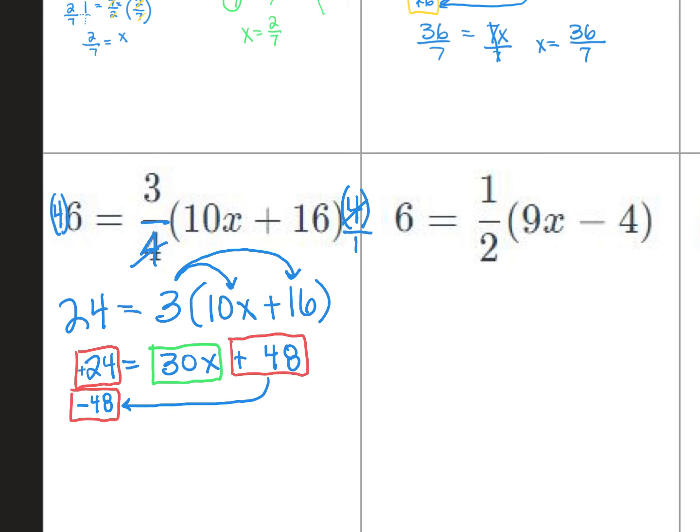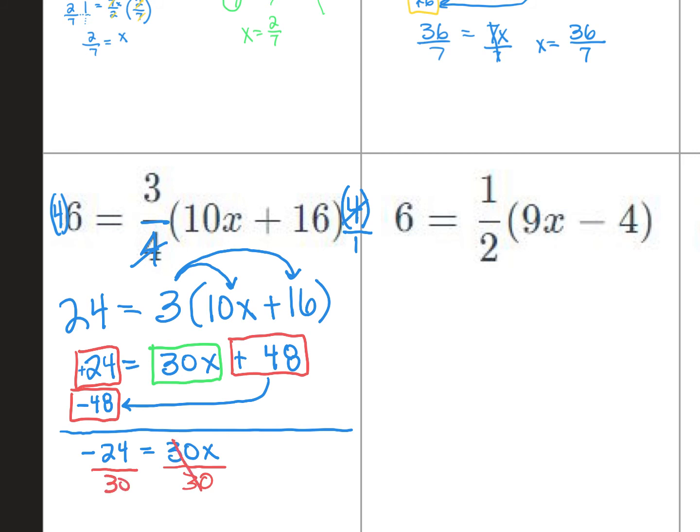Plus 24, minus 48. They're on different teams, so you can subtract them. 48 minus 24 is 24, and the negative team wins, so it's negative 24 equals 30x. Last step is to divide by 30. Divide by 30.